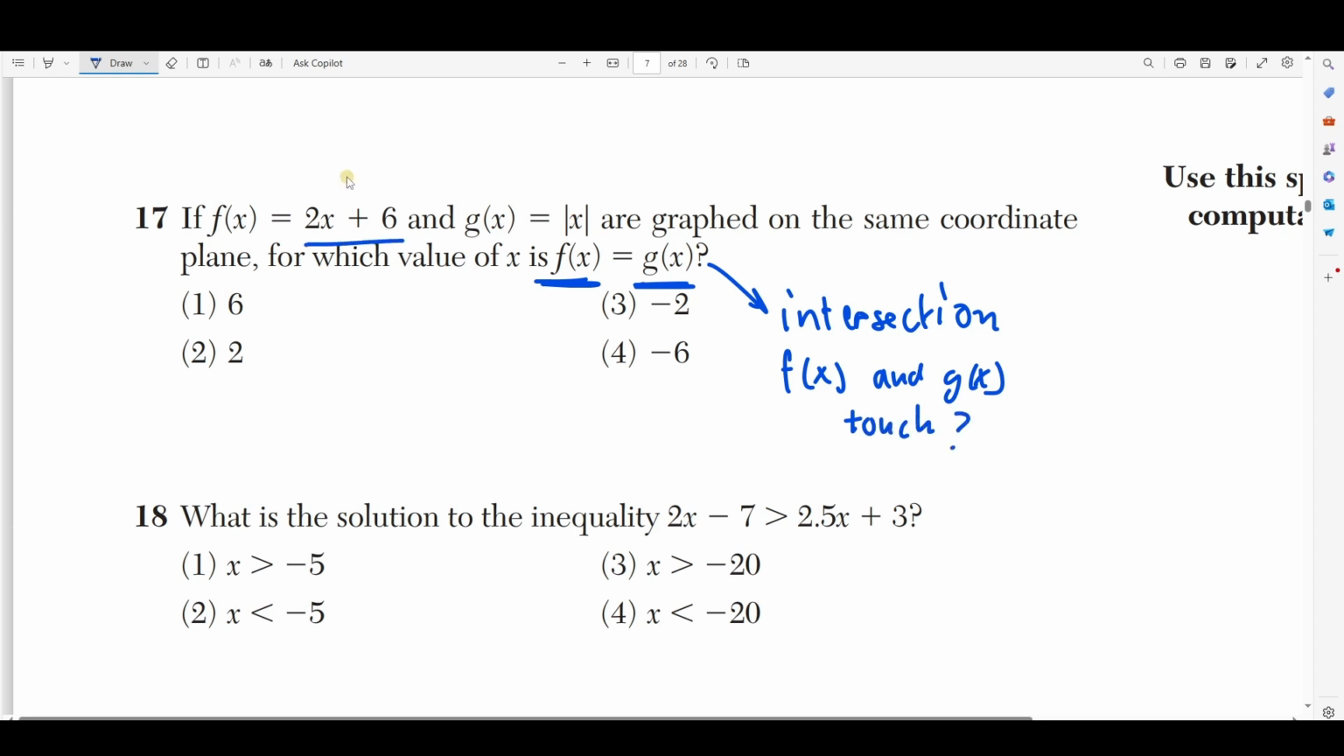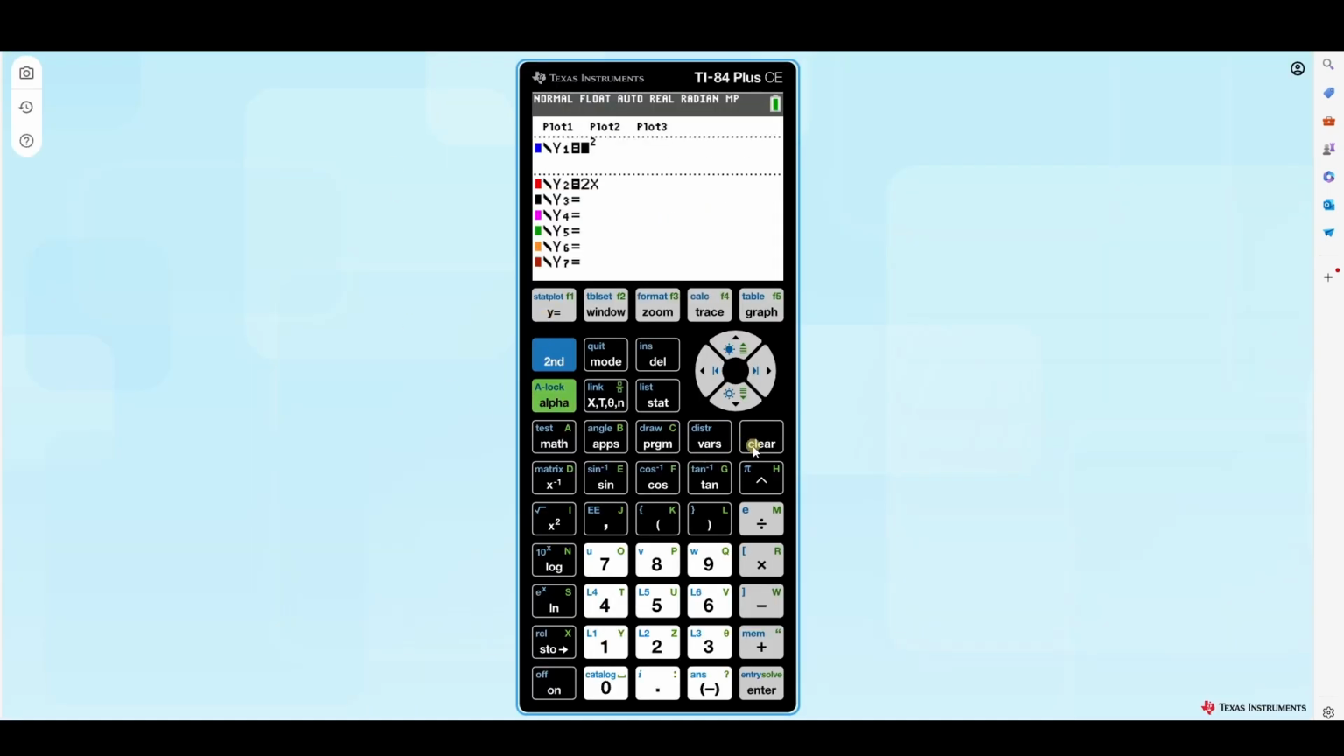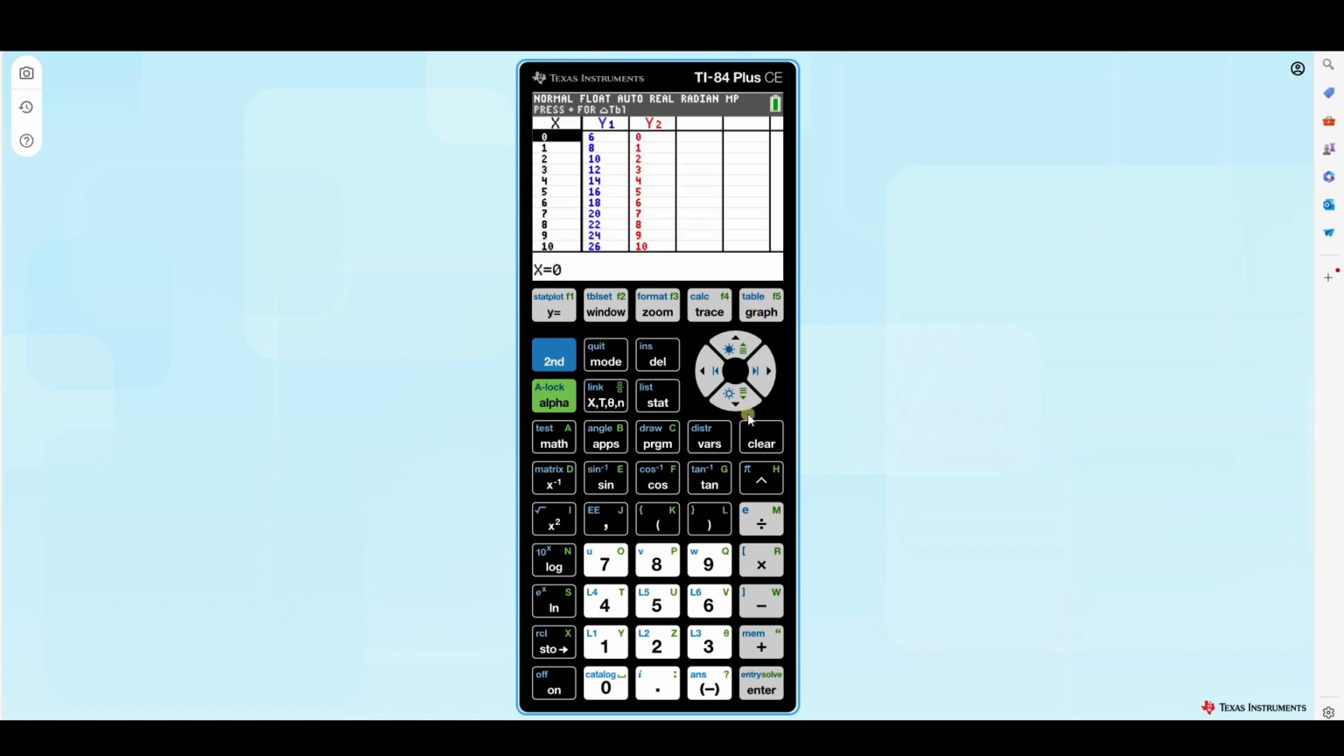F of x is equal to 2x plus 6 and g of x is equal to the absolute value of x. So let's graph this on your calculator, right? So I'm going to graph f of x. So I'm just going to type in 2x plus 6. And in order to graph the absolute value of x, I go into math. I press the right arrow key to number. Where it says ABS, I press enter and I get the absolute value symbol, and that's just absolute value of x. So if I graph this, we see that they intersect at this point right here. The two graphs touch. And here, f of x is equal to g of x.